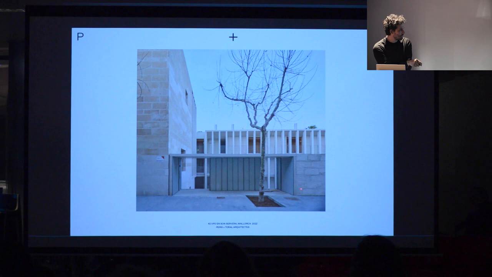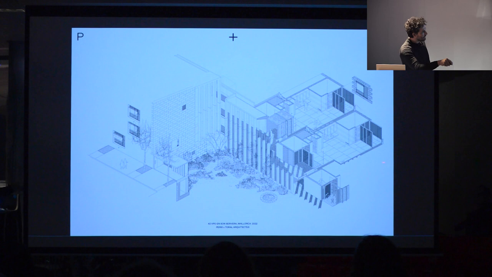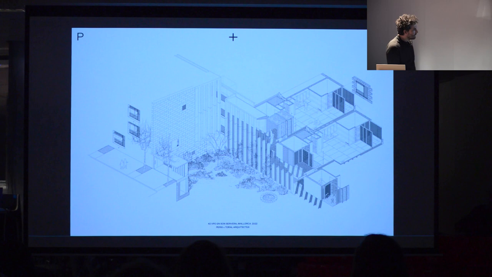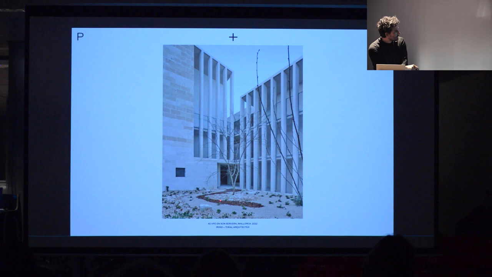The patio is a bit lower because we have the building on a slope, so one of the buildings is one floor over the other. Here there used to be a well, and here we have a place for infiltration of all the rain of the building. And the void, no?